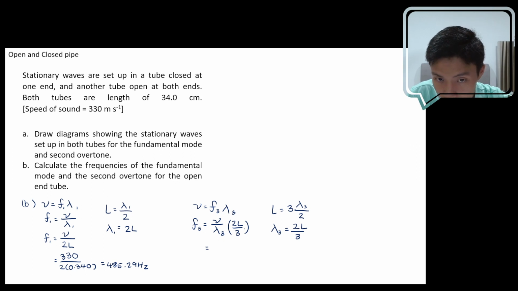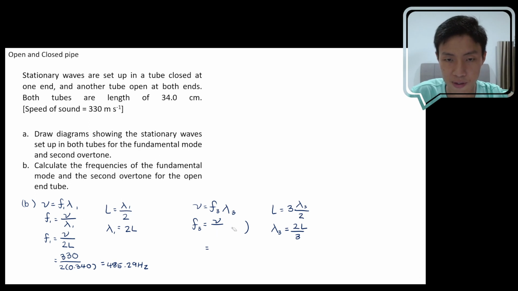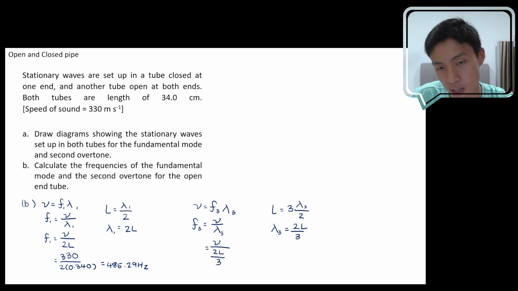Did I do it right? No, I do it wrongly. Sorry, it's my 5th video continuously. Okay, so lambda 3 is down here. We replace lambda 3 here with 2L over 3. Now we proceed to do substitution. This will be 330 divided by 2 times 0.340 divided by 3.